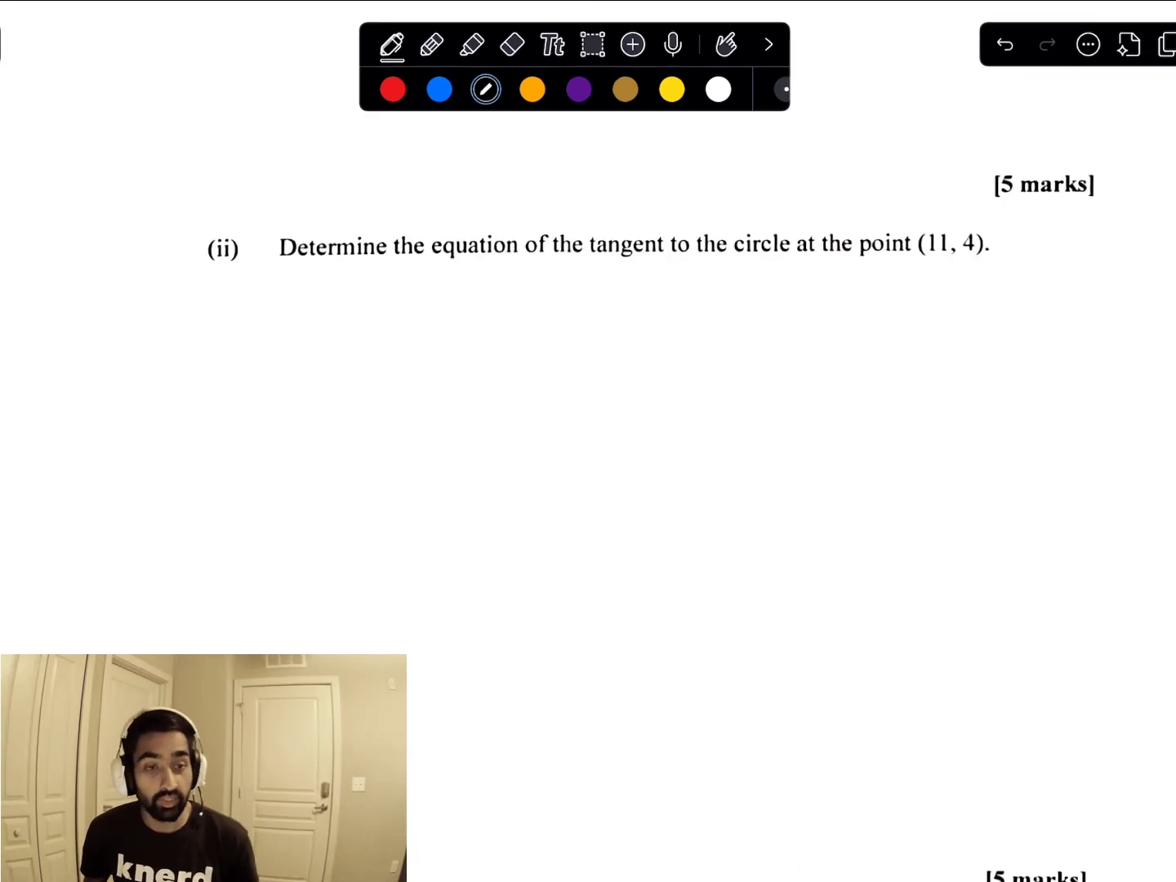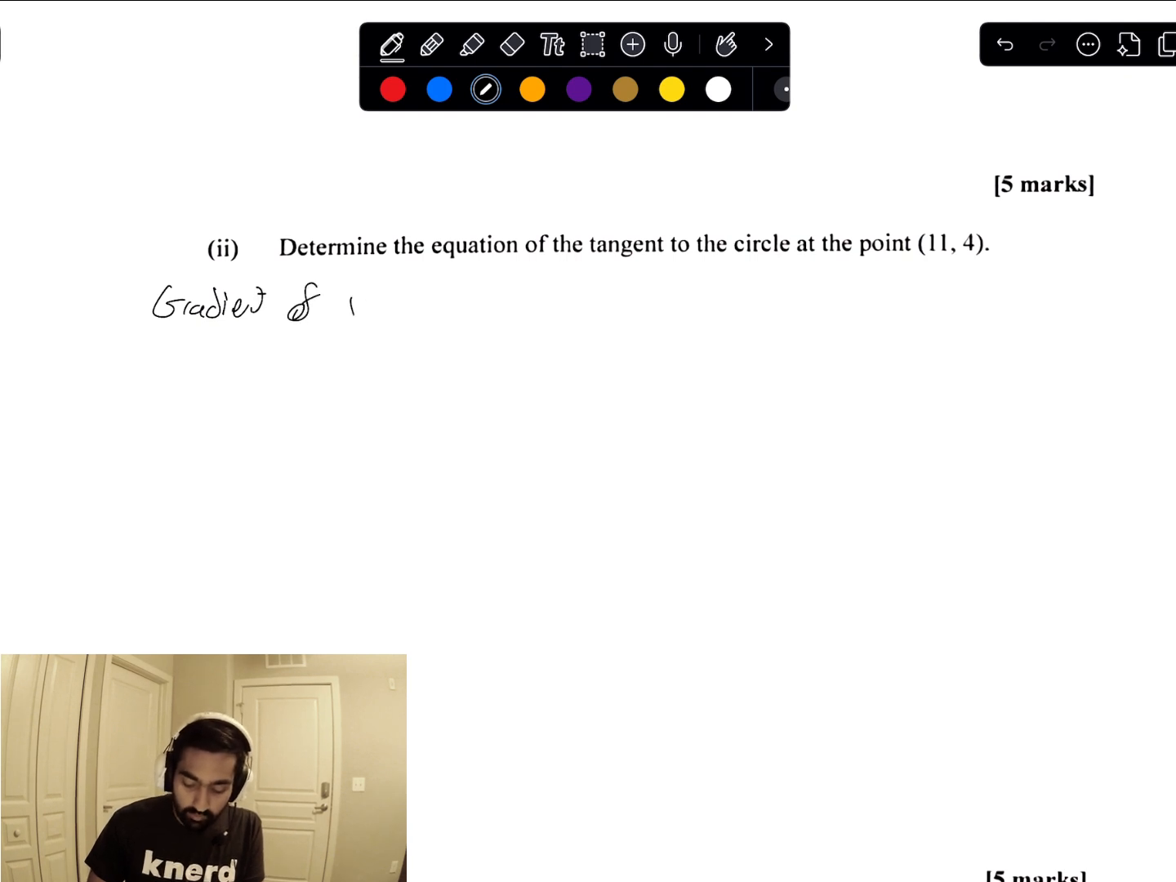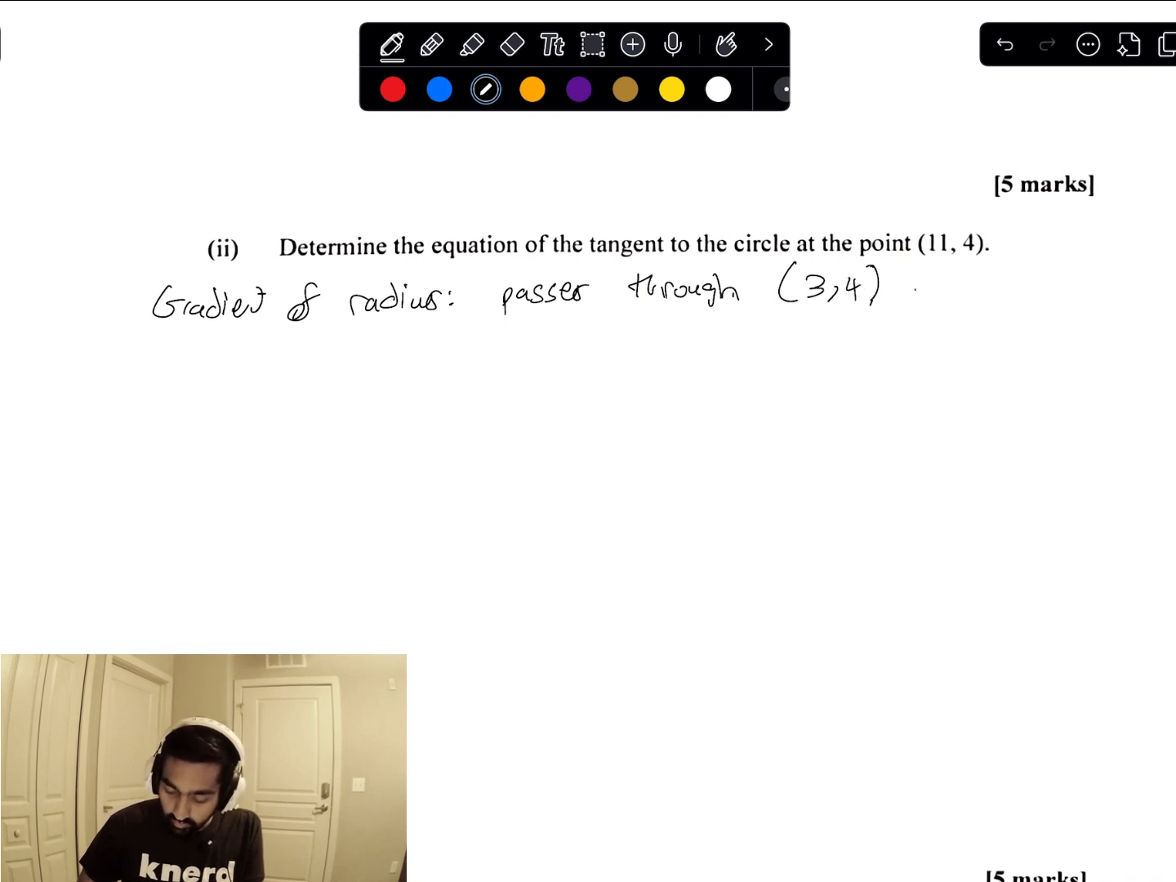It says find the equation of the tangent to the circle at the point 11, 4. When we're asked to find the equation of the tangent, the first thing that we should do is find the gradient of the radius. Well, the radius passes through 11, 4, because that's the point, and the radius also passes through the center. So it also passes through 3, 4. So these are the 2 points.